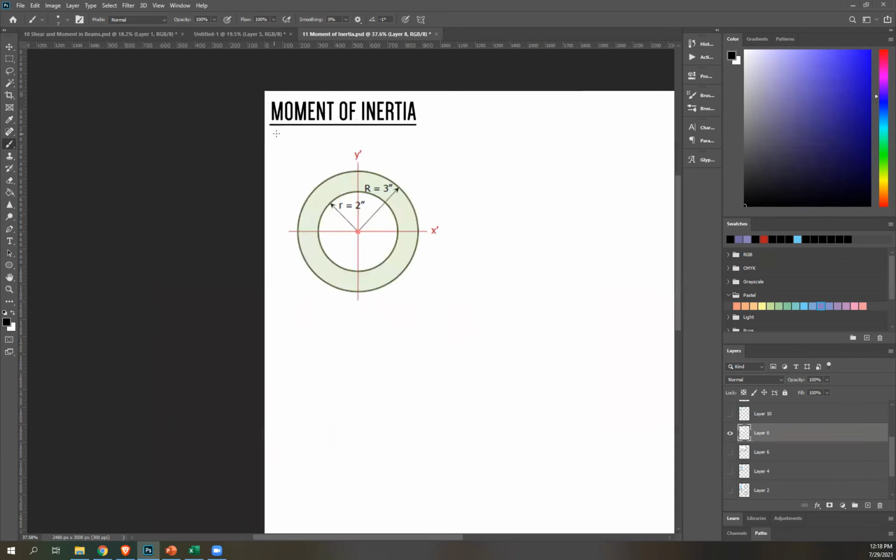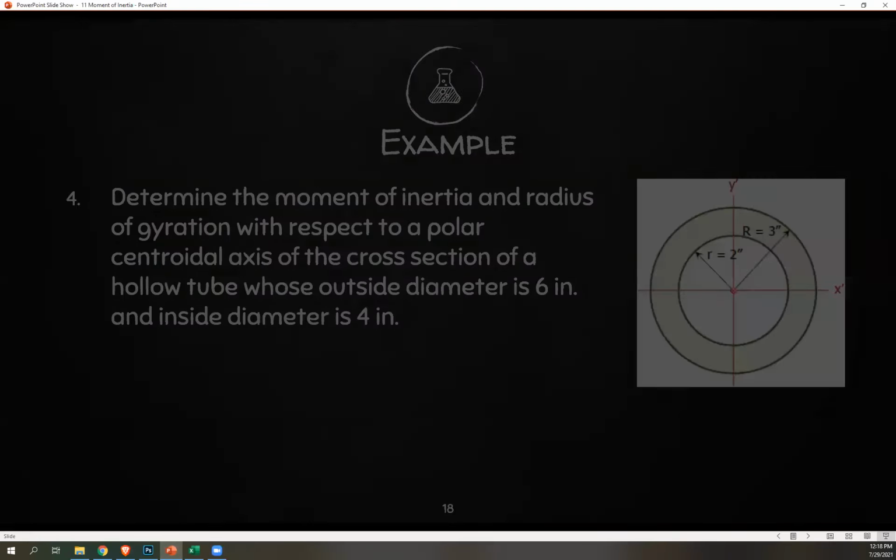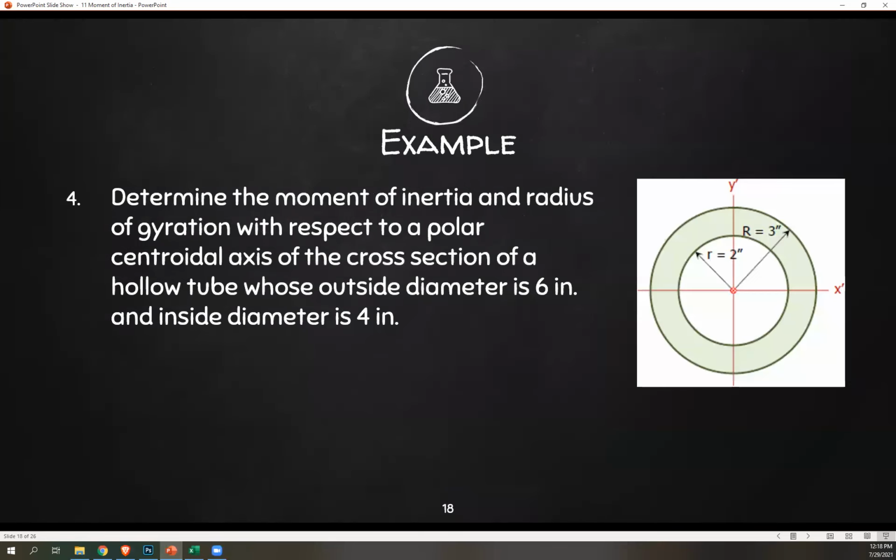Number 4. Determine the moment of inertia and radius of gyration with respect to a polar centroidal axis of the cross section of a hollow tube whose outside diameter is 6 inches and inside diameter is 4 inches. So again, we're looking for the moment of inertia with respect to a polar centroidal axis, meaning we're looking for the polar moment of inertia. And then the radius of gyration, again with respect to a polar centroidal axis, so that's K sub O, same as the previous question. Let's begin.